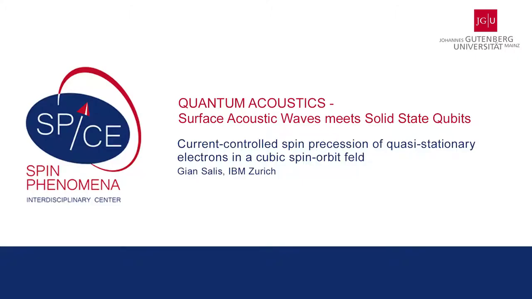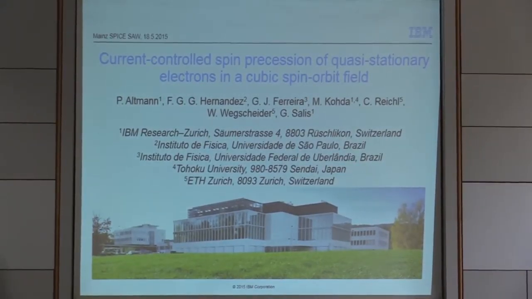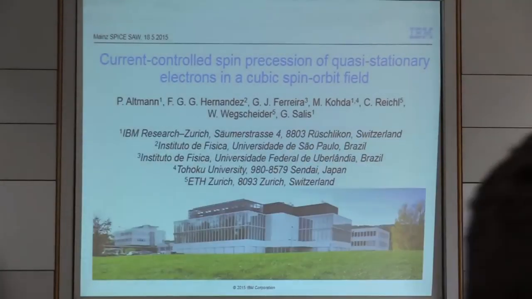Good afternoon. So my name is Gian Salis. I'm with IBM Research, and I'm going to talk about spin diffusion and spin drift in a two-dimensional electron gas.